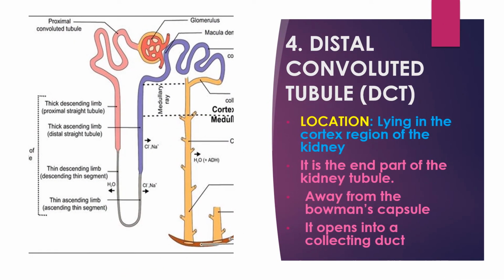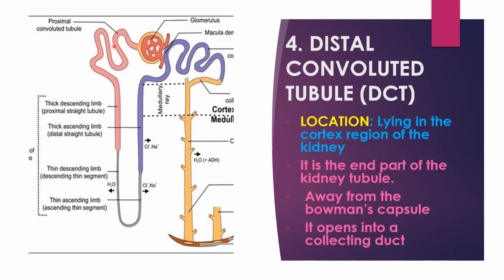The last part of nephron is the distal convoluted tubule or DCT. The full form of DCT is distal convoluted tubule. Why the term distal? Distal means away from. Away from what? Away from Bowman's capsule. Here it is nearer to the Bowman's capsule, which tubule is there? That is proximal convoluted tubule. Away from the Bowman's capsule, that is distal convoluted tubule.